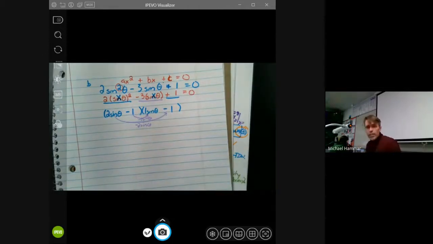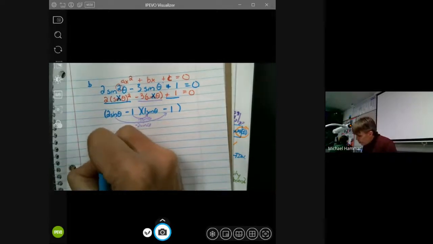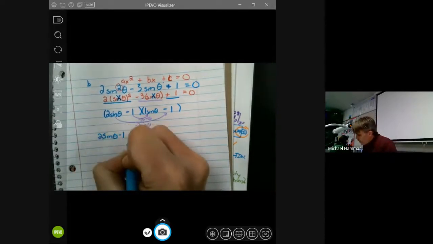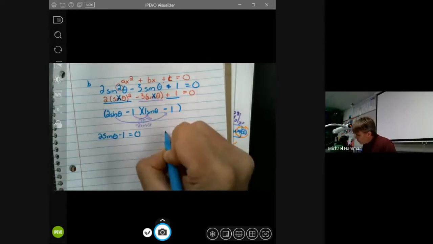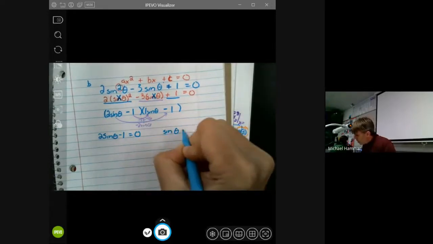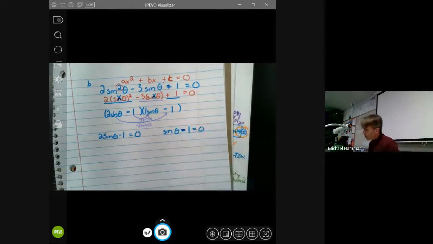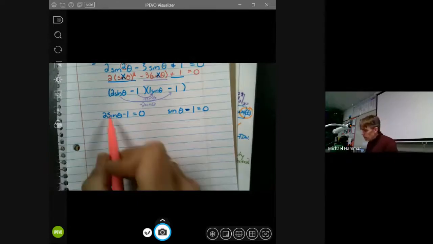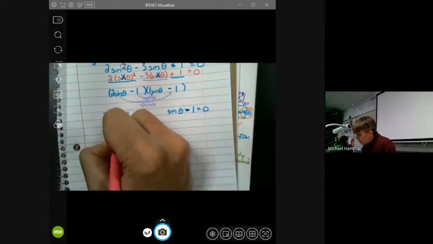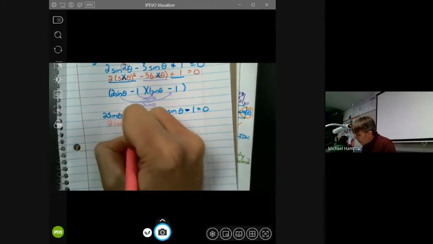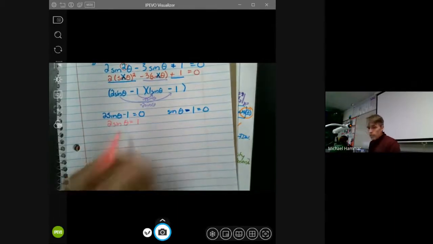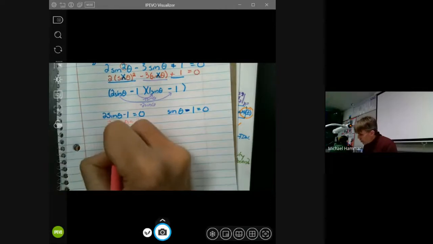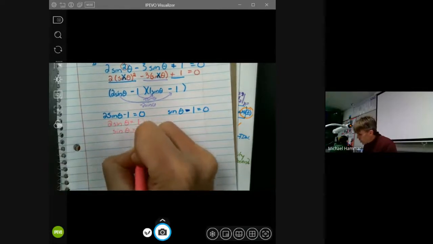So this is a factoring problem. Once it's factored, you just set each part equal to 0. And then we have 2 sine of theta minus 1 equals 0. So now go through and do the math for each part. Move 1 to the other side, so I have 2 sine of theta equals 1. I now need to divide by 2, so I have sine of theta equals 1/2.